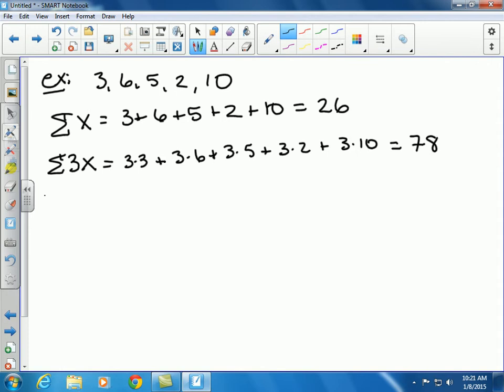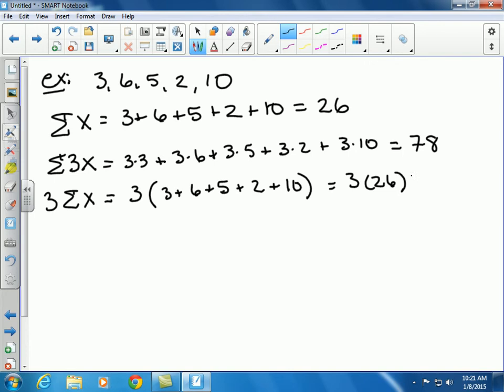I want you to also notice that if I say 3 times the sum of x, that means 3 times 3 plus 6 plus 5 plus 2 plus 10, and that is 3 times 26, which is 78. So I just, in an example, proved a property of the summation notation: multiplication can distribute in and out of the summation.